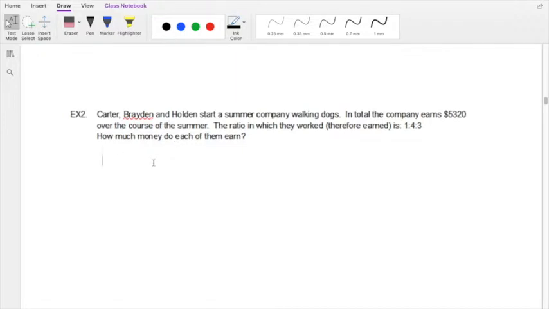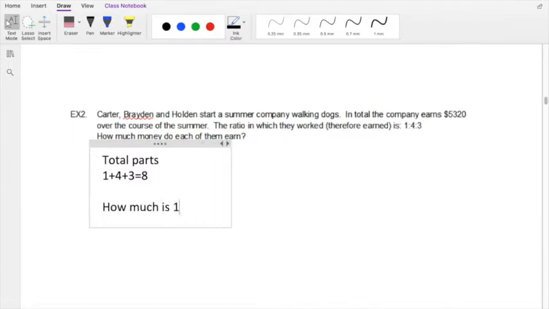Okay, so let's find out total parts first. So 1 plus 4 plus 3 equals 8. Perfect. Then let's find out how much is 1 part. So we're going to take the total, which is 5320, and divide it by our parts, how many parts we have. So 665 is how much 1 part is worth.